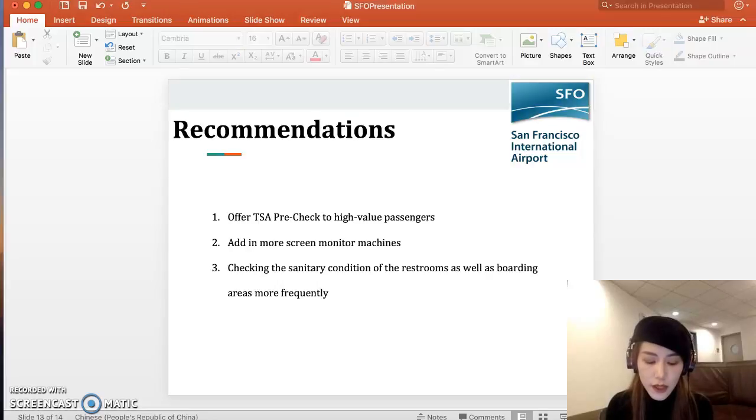And the third one, cleanliness is always a way to reflect the class of a place, so it's important to keep the restrooms clean all the time. Therefore, I highly recommend increasing the frequency of checking the sanitary condition in every restroom and making sure the paper towels, seat covers, and hand sanitizers never run out.